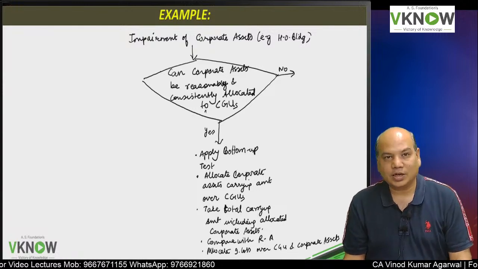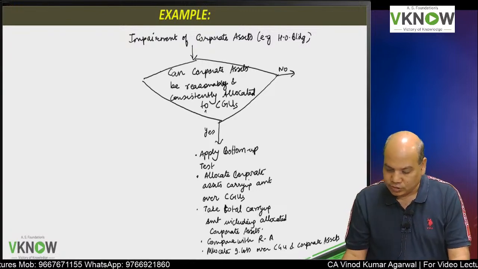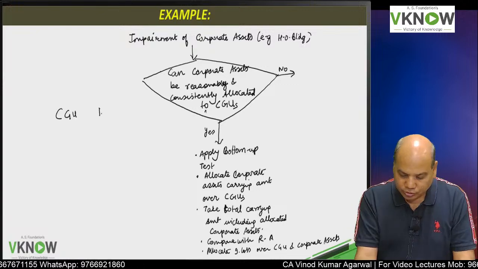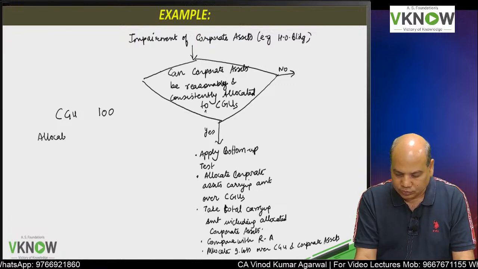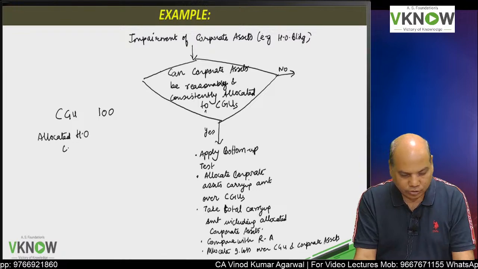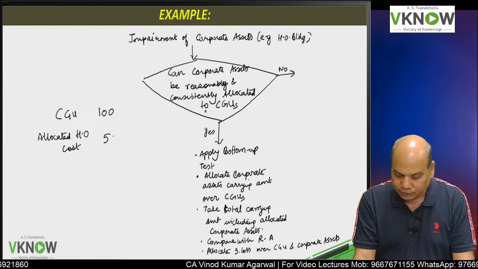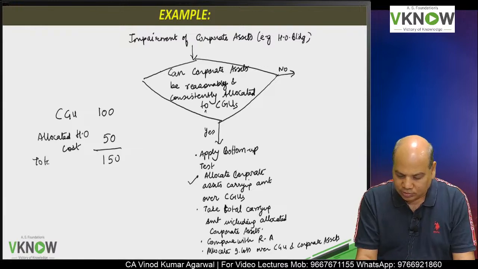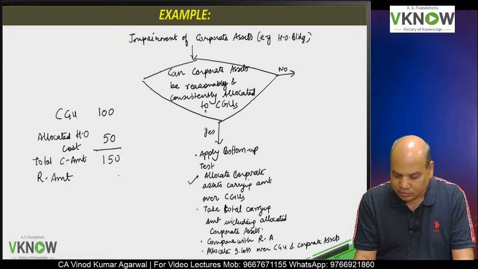Allocate the corporate asset's carrying amount over the CGUs. For example, suppose there is a CGU whose carrying amount is 100 and the allocated head office cost is 50. After you allocate, take the total carrying amount, 150. Now compare it with the recoverable amount.